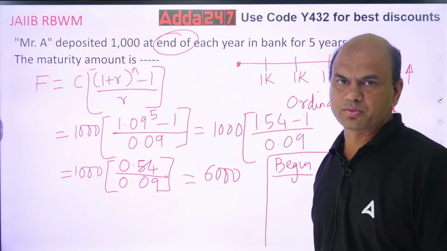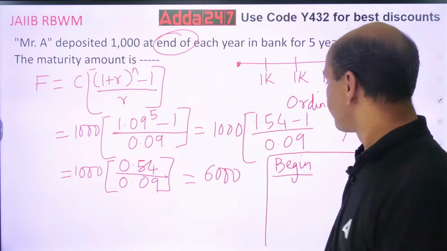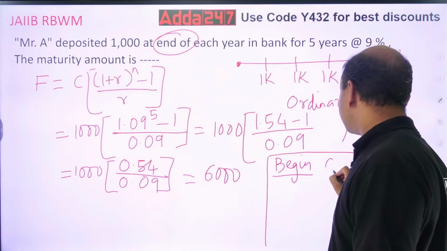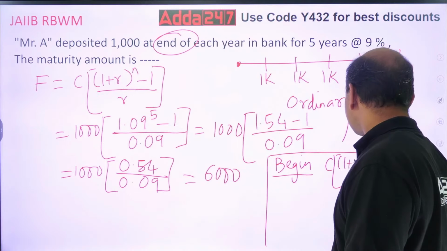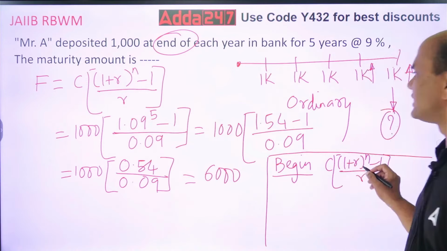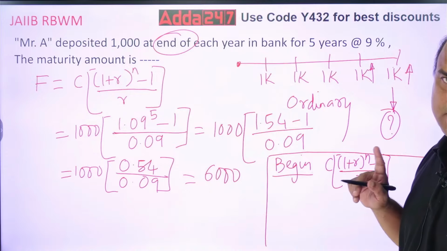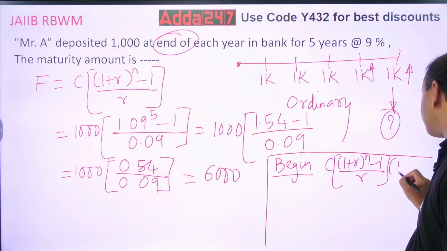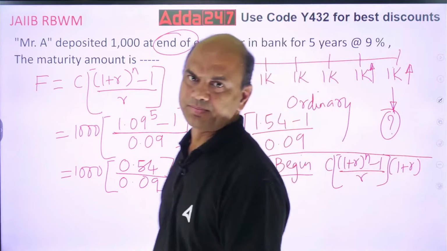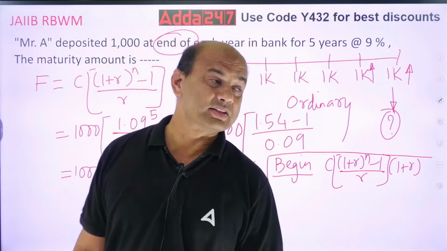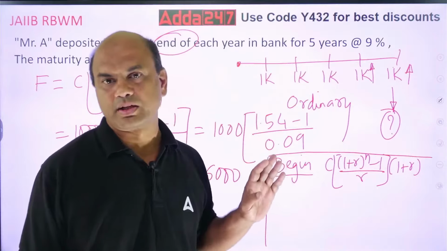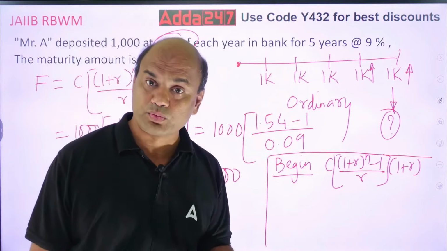So in this case, what do you do? Now this you should solve. Use the same formula, C into 1 plus R raised to n minus 1 the whole upon R. Now see, this formula is same. Only one change you have to make. Just multiply this with 1 plus R. Whenever you have due, multiply the answer with 1 plus R. What is R? 9%. So 1.09. Multiply the answer with 1.09 and you will get the answer for annuity due.